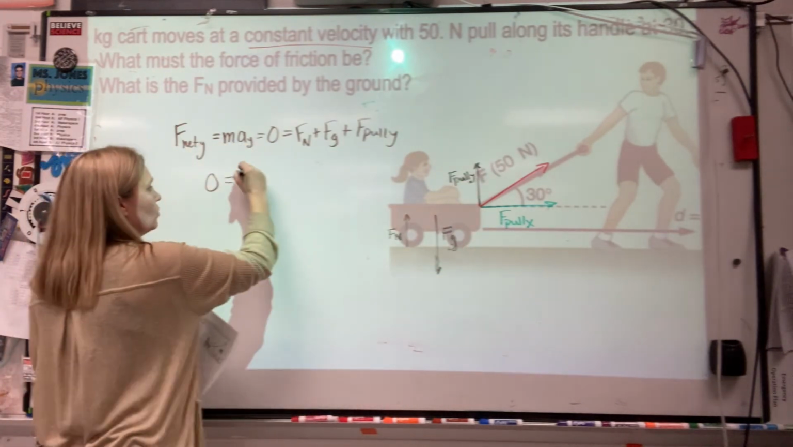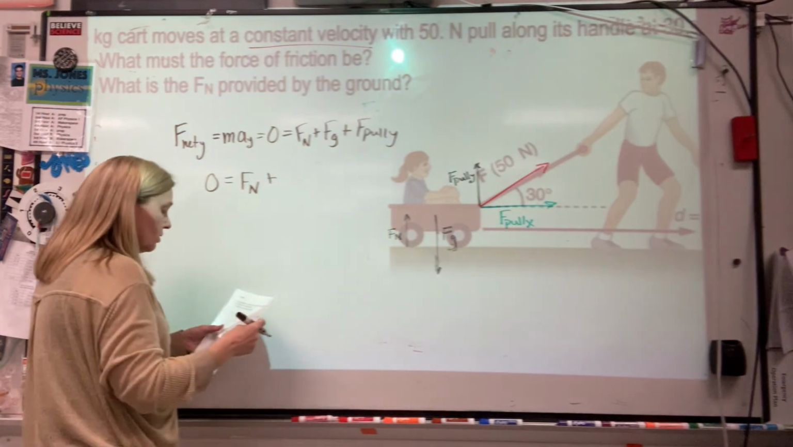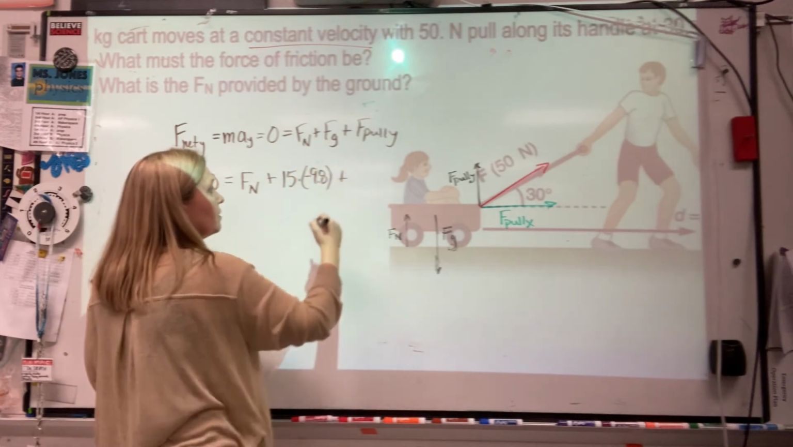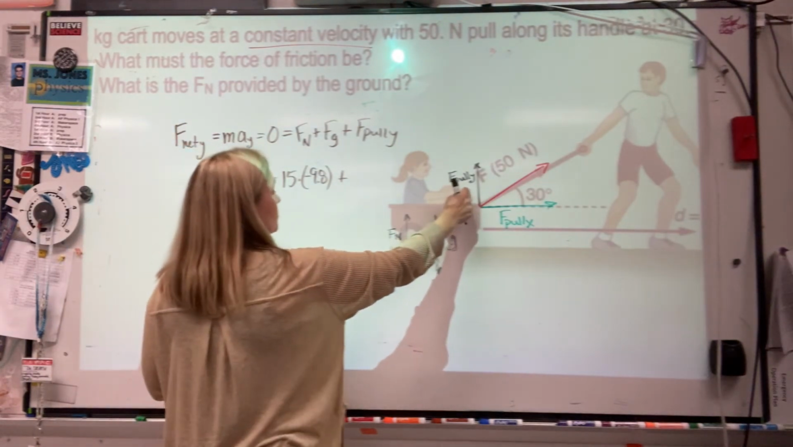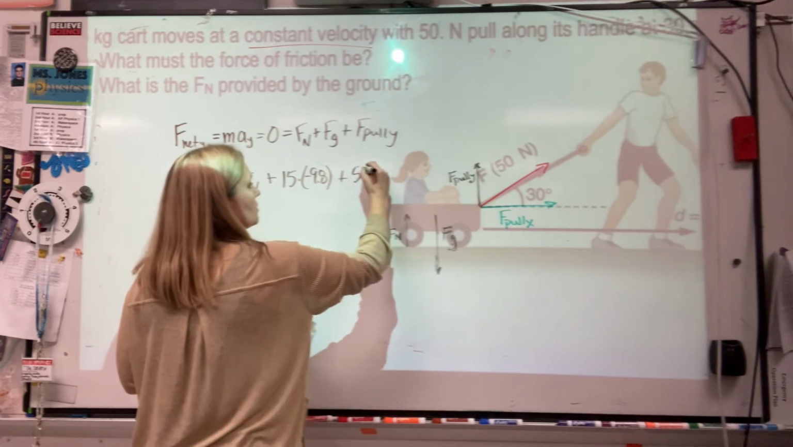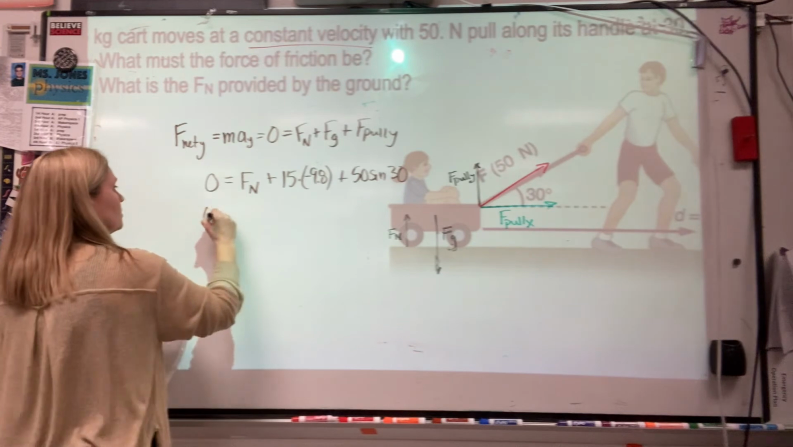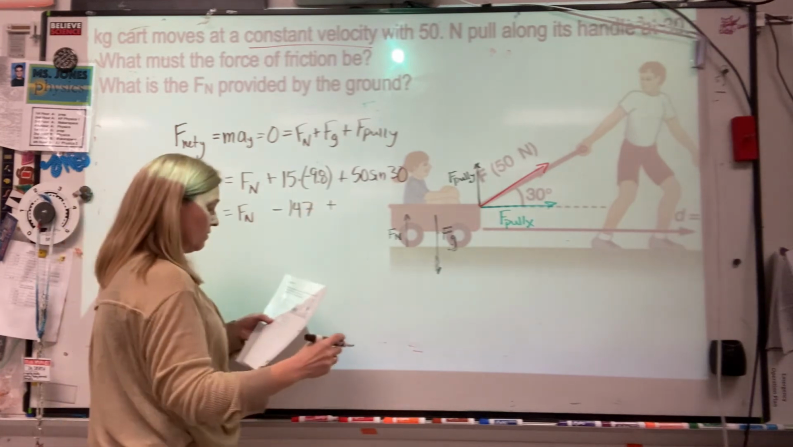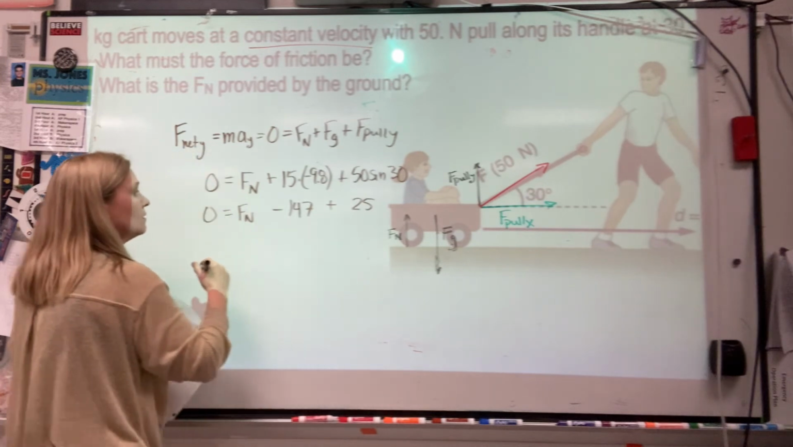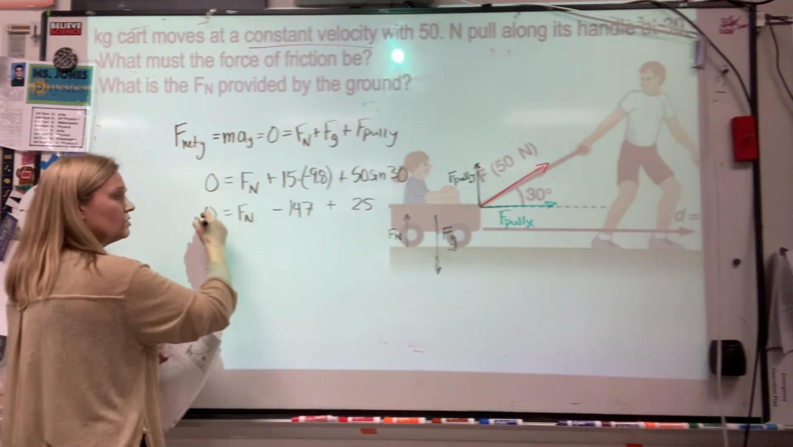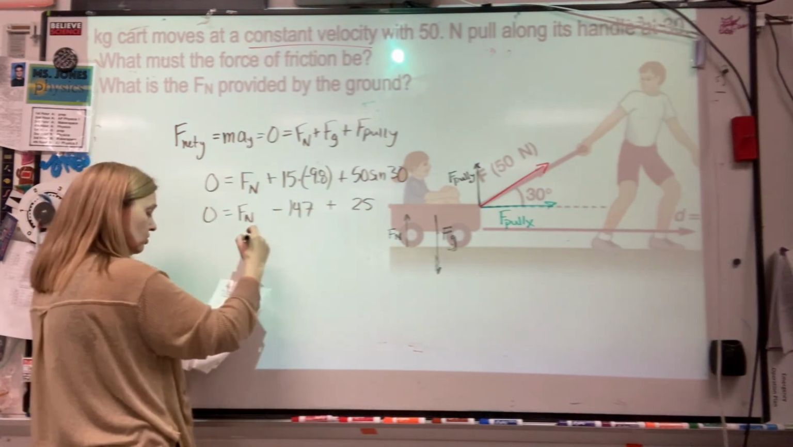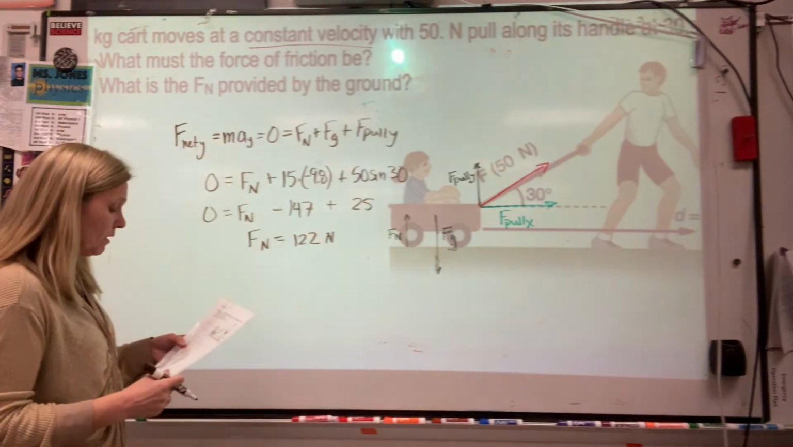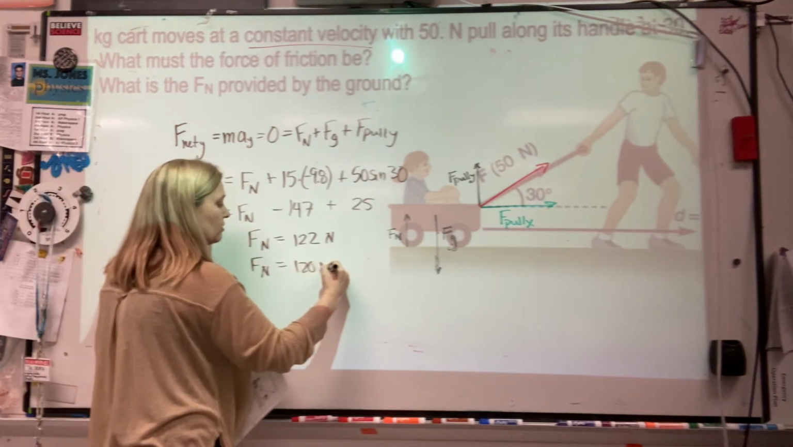So 0 equals, we don't know, F_n. This one we can find out because the mass is 15, times negative 9.8. Then we have to find out the y, so we know that's 50 sine of 30. This is negative 147. And then this part is 25. Okay? And so we're going to move this over. This becomes positive. When this moves over, it becomes negative. So these are subtracting and change sign. And when you do that, F_n equals 122 newtons. Oh, and I guess if we only have 2 sig figs, we got 120 newtons.